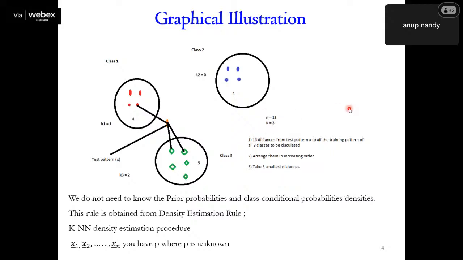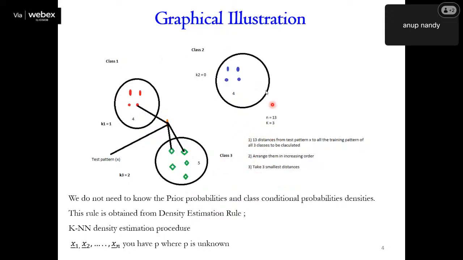Now what do you have to do? You have to calculate the distances between this test pattern x and all the 13 points. So how many distances are you going to get? You are going to get 13 distances from the test pattern x to all the training patterns. Okay, and you are going to have the 3 classes.